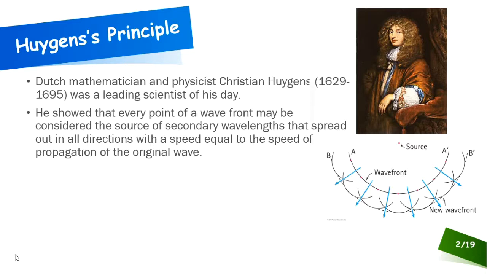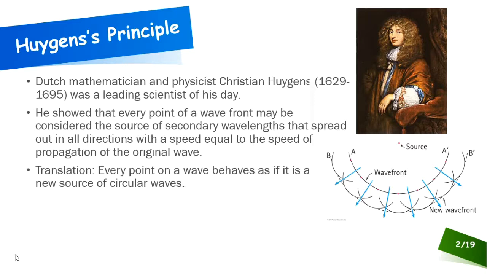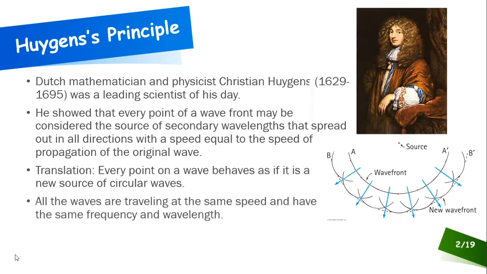So we have a source point there, and it's putting out wavefronts in every direction around it, and each of those wavefronts is like a separate waveform, and they all have the same speed. They're all propagating at the same rate. What this translates into is that every point on a wave behaves as if it's a new source for circular waves. Each of those points on the wavefront can become a point source to produce more waves further out. All the waves will be traveling at the same speed, so they have the same frequency and the same wavelength.